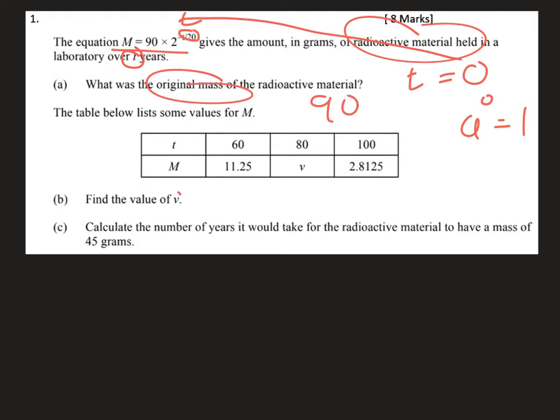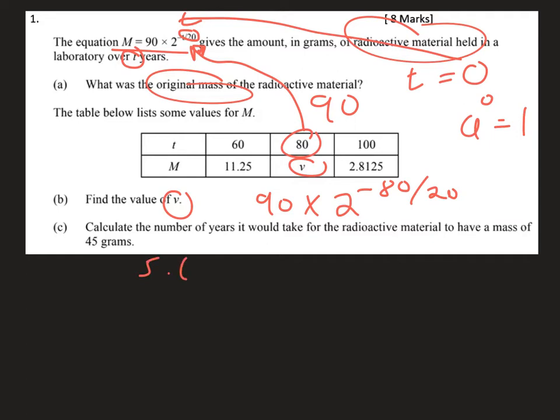In part B, find the value of V in this table here. So they're saying what's the mass after 80 years. 80 years. So you're going to take that and substitute that into the function. So you're going to do 90 times 2 to the power negative 80 over 20. And if you substitute that into your calculator, you will end up with 5.625 grams, or 5.63 to 3 sig fig.